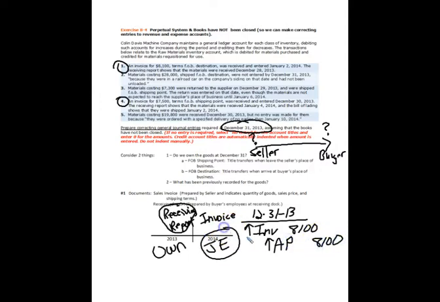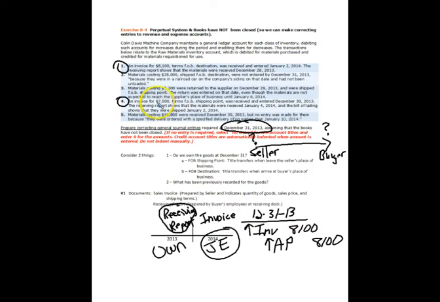Again, we also would have to get out of the 2013 records and go to the 2014 records and reverse that entry we made there. But it doesn't really ask us to do that. It just asks for this entry. Let's go ahead and look at number 4.